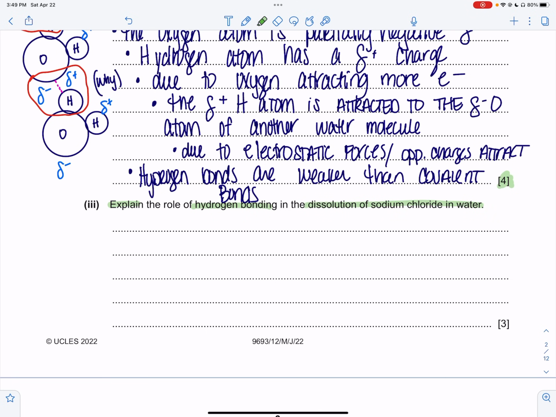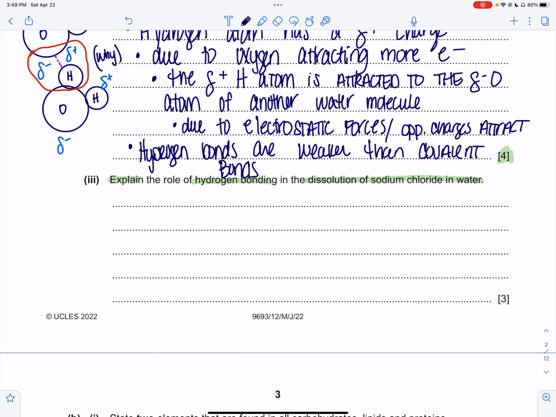If you know this answer from the specimen paper, and I believe there was even one in the May-June paper 11, this answer isn't really going to change. Initially, when I looked at it, I was like, well, how is this different than saying, describe how sodium chloride dissolves in water? How is explain the role of hydrogen bonding going to be any different? And it's not. It is going to be that same type of answer.